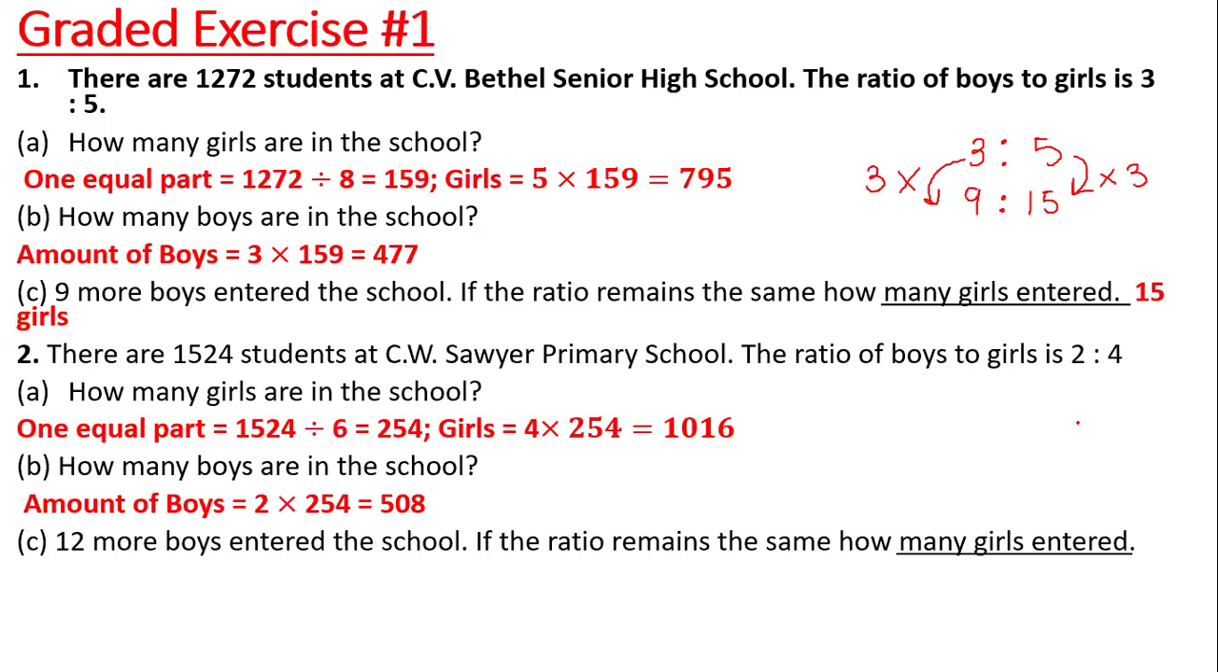So we have 2 to 4. That's the ratio, 2 to 4. And so we know that how many boys entered? 12. 12, right? So 12 boys entered. So how do we move from 2 to 12? Multiply 2 by 6. Multiply by 6, very good. And so whatever we do to the left, we must do to the right.